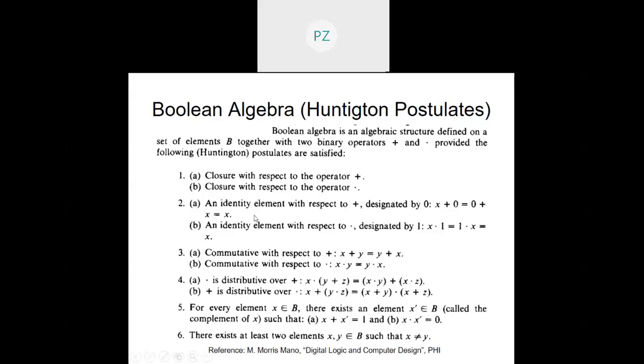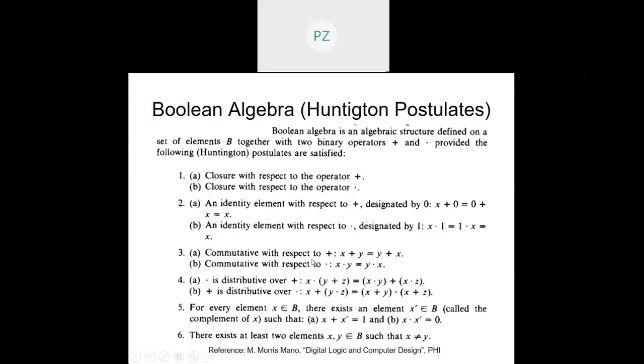Similarly, the identity element for multiplication is 1. Anything multiplied by 1 gives you back the same thing: 5 into 1 is 5, 12 into 1 is 12. Similarly, we have identity elements for the OR operation, which is 0, and the identity element with respect to the AND operation is 1, which means x dot 1 is equal to 1 dot x is equal to x only. So closure is the first property, identity element is the second property.